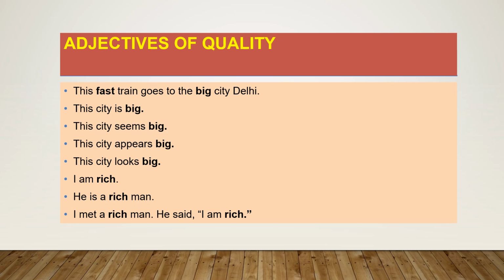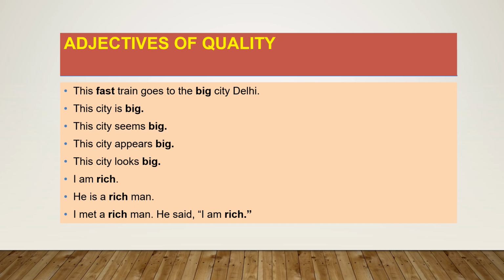Now you have the word train. Train is qualified by the word fast that talks to you about the quality of the train. What kind of a train is it? It's a fast train. Then it says big city. City is the noun. It qualifies the noun city by telling you the size of the noun. The city is big. Now you have the complement form. Big city, you can say the city is big.